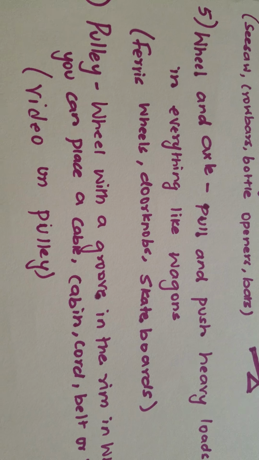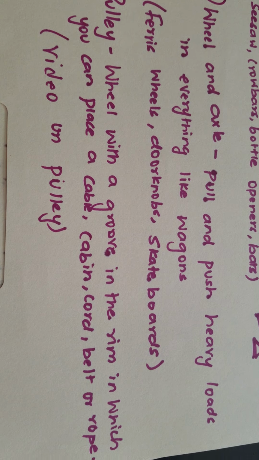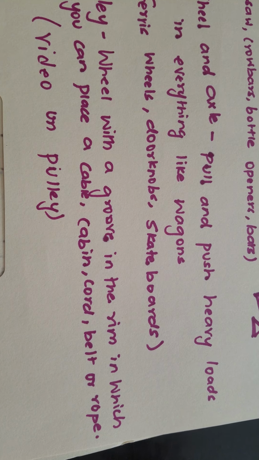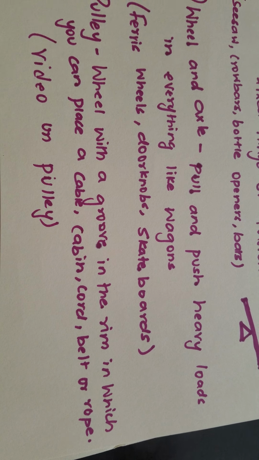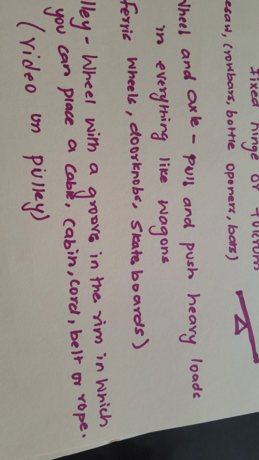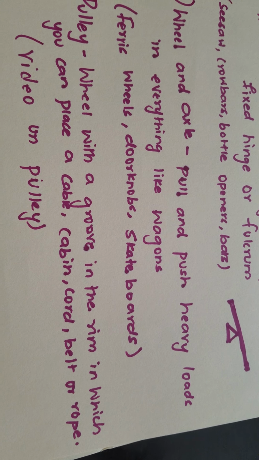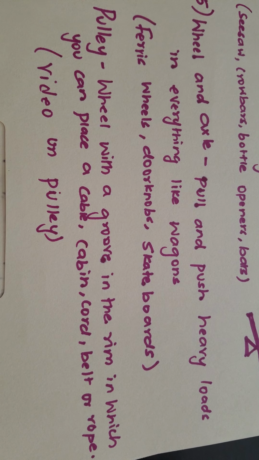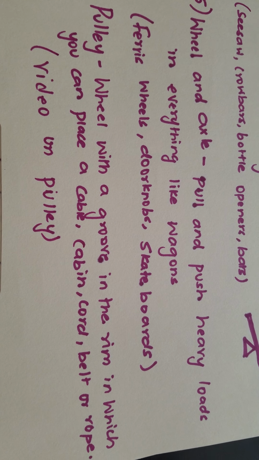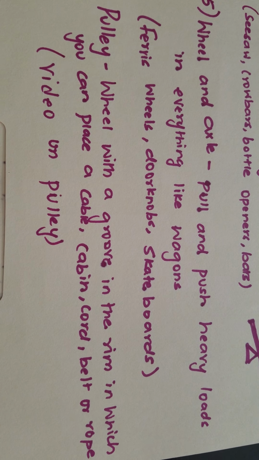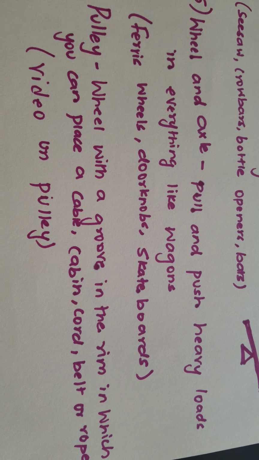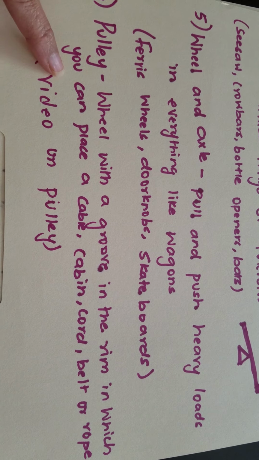Then there is the last one, which is the pulley. A pulley is a wheel with a groove in the rim in which you can place a cable, cord, belt, or rope. So there is a rope, there is a small wheel which has a little groove that it can go into. The cable or rope can get into it, and it's pulled from the other side. So that's why it's a pulley. We have done a video on the pulley, so you would know what exactly a pulley is.